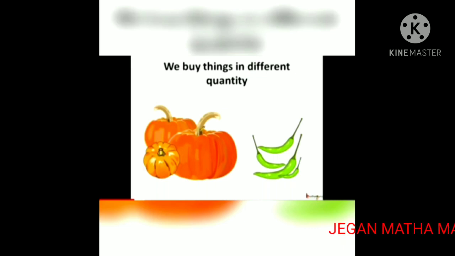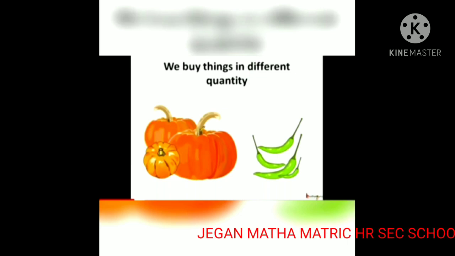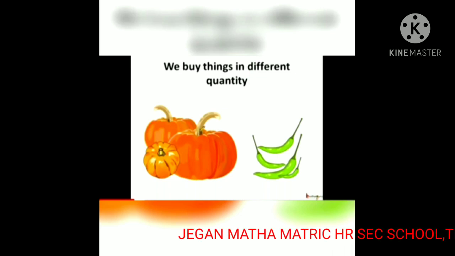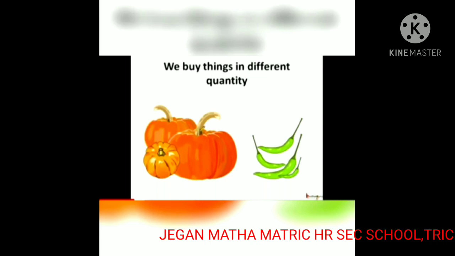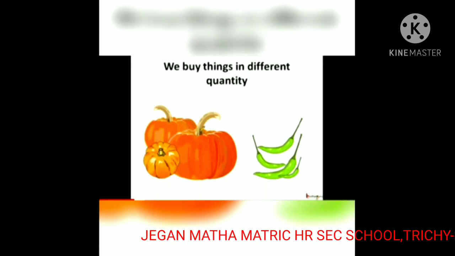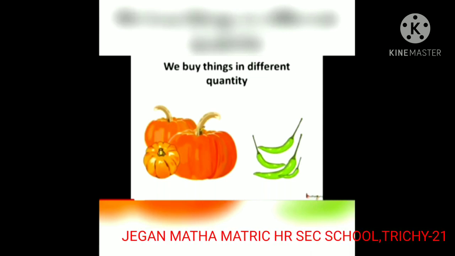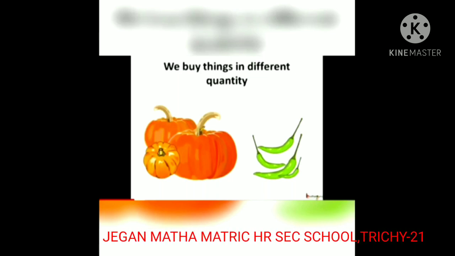For example, pumpkin and chilies. We buy a pumpkin of 1 kg, but we buy chilies of 100 grams. So know the difference, 1 kg and 100 grams. In measurement, the measuring units are kilogram and gram.